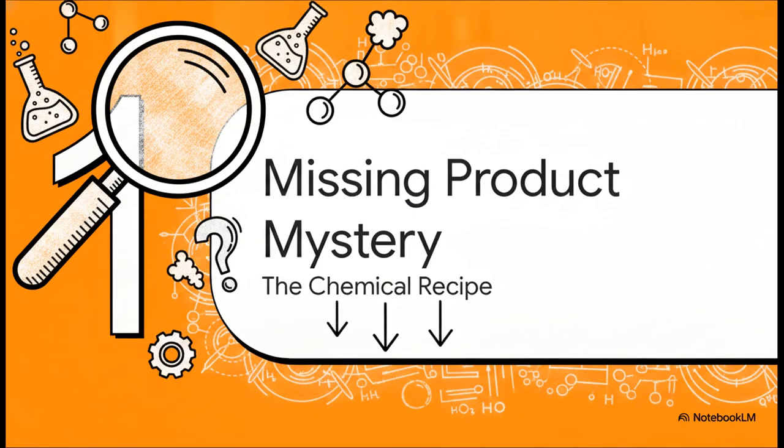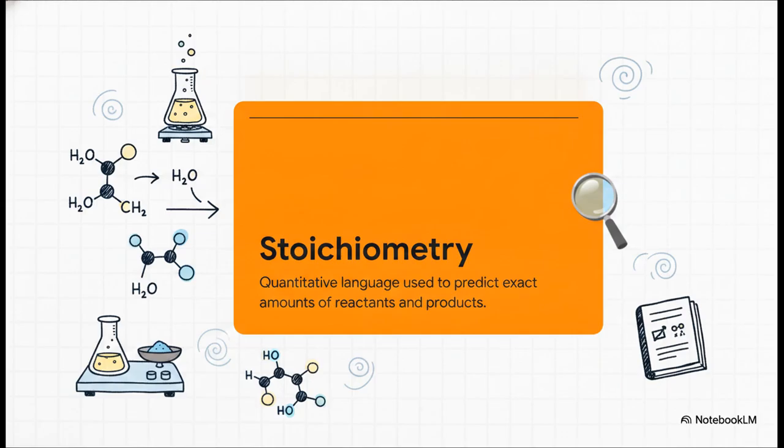Part 1. The missing product mystery. To actually solve this mystery, we first need to make sure we're speaking the right language, and that language is stoichiometry. It's the quantitative language of chemistry, used to predict exact amounts of reactants and products. Think of it as your flawless micro-level recipe. It completely anchors our understanding, because these underlying molecular rules directly dictate the macro-level physical results that you are actually measuring on a scale in the lab.